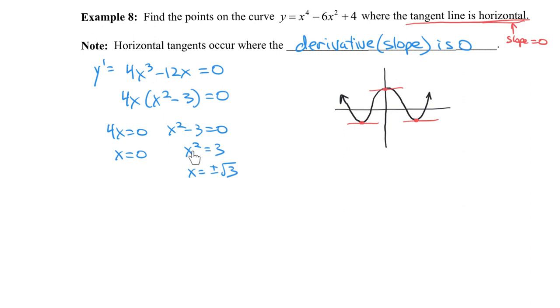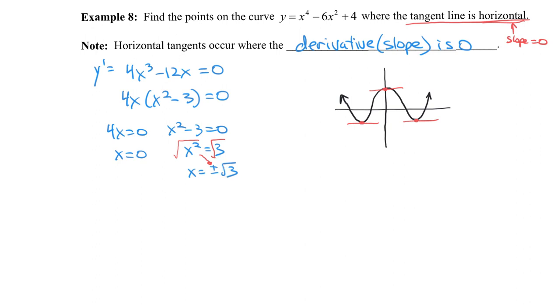Because if you have x squared equals 3 and you want x, we have to take the square root of x squared. But remember, when we take the square root of x squared, we're going to get this plus or minus in there. So we take the square root of this side too, and you get plus or minus, because we know that if I take negative square root of 3 and square it, I still get 3. Same with a positive.